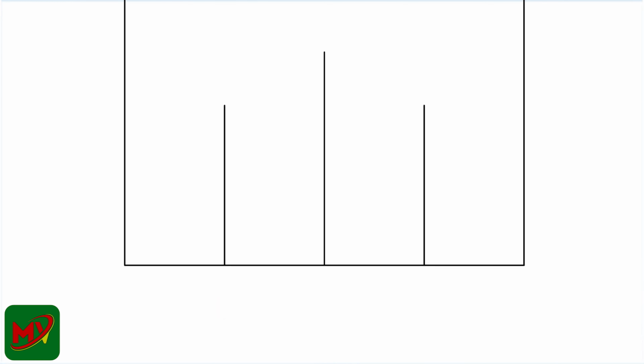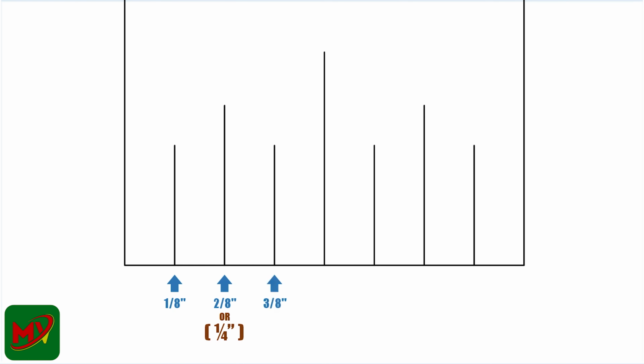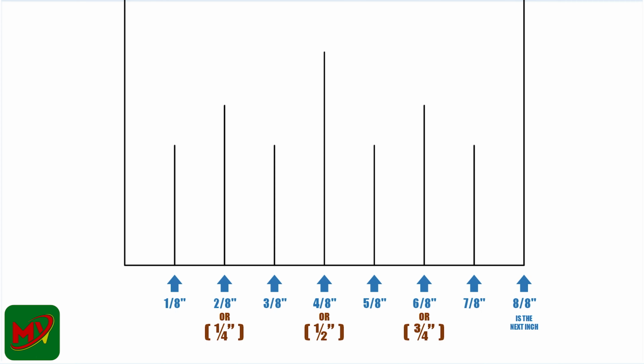We decide we need more, so we carry out the same operation and cut the new spaces in half again. This makes 8 equal spaces inside of an inch, or 1/8 of an inch: 1/8, 2/8, or 1/4 inch, 3/8, 4/8, or a half an inch, 5/8, 6/8, or 3/4, and 7/8. The final 1/8 is the next inch. And here are the odds again.